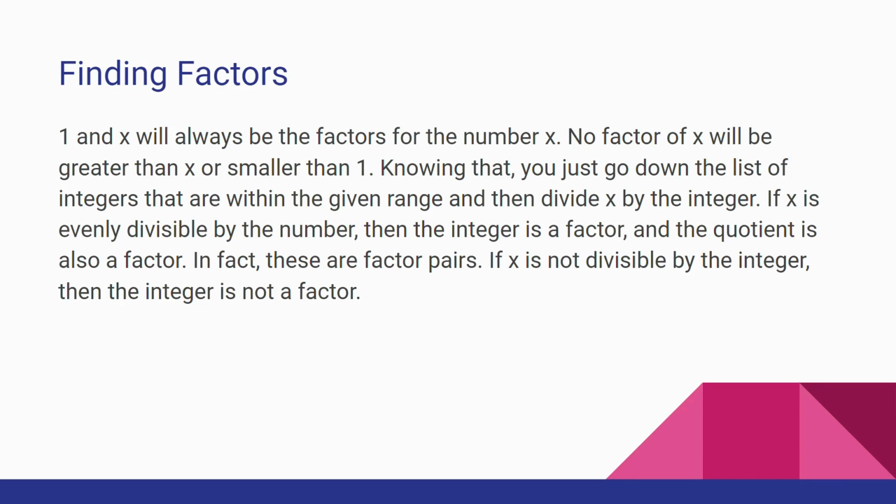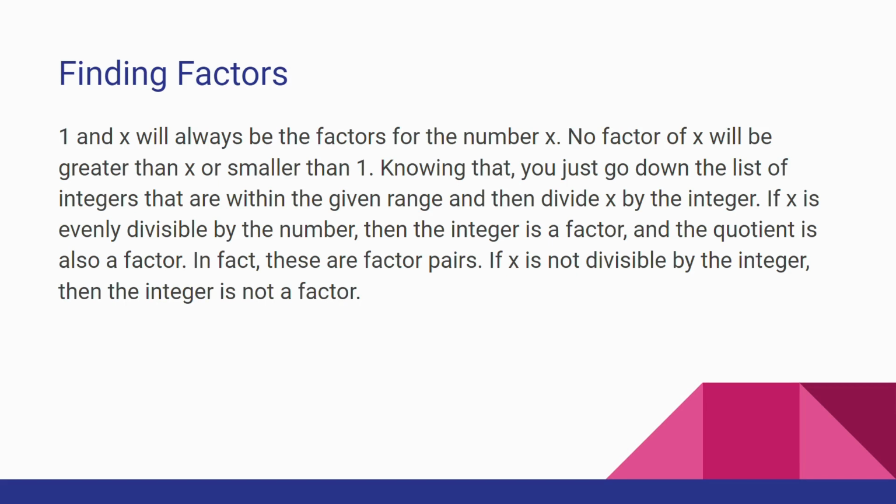And then you divide the number x by the chosen integer. If x is divisible by the number, which means you can divide it by the number you chose and get a whole number, then the integer you chose is a factor and the quotient is also a factor. In fact, these are factor pairs. Say 12 was x and you chose 2 as your integer. If you divide 12 by 2, then you have 6. So you know that 2 and 6 are factors, and 2 and 6 are a factor pair.